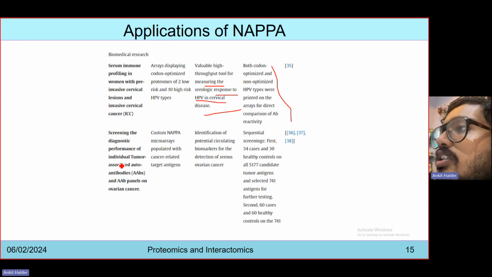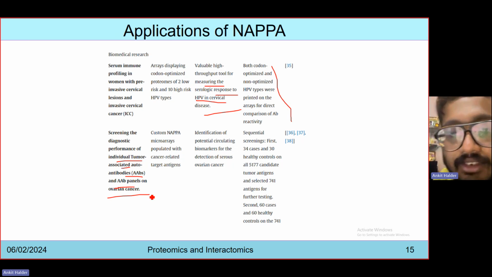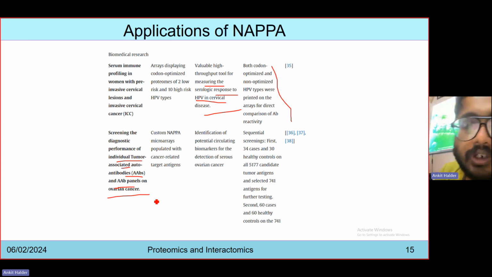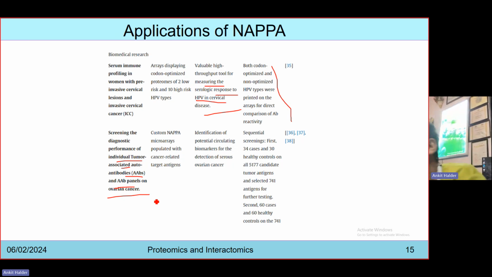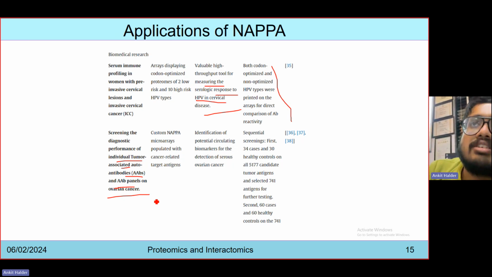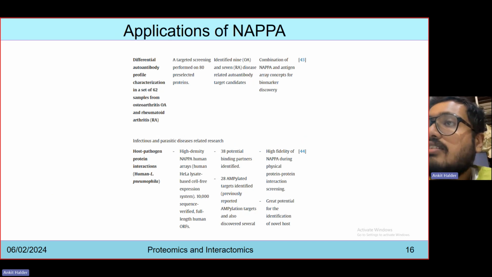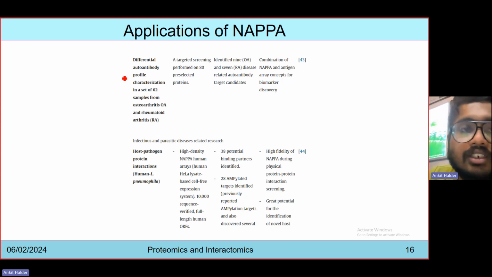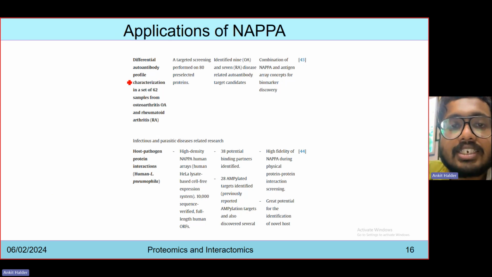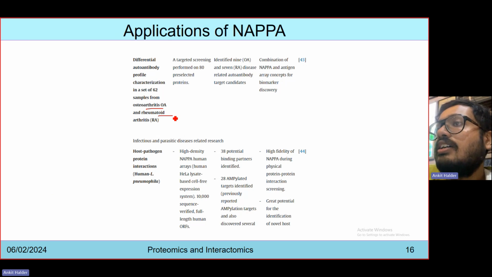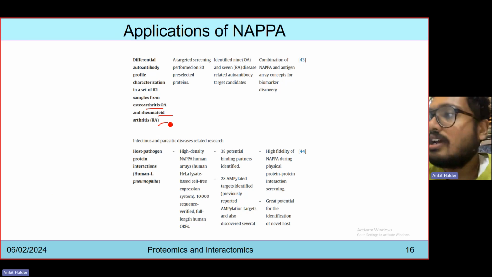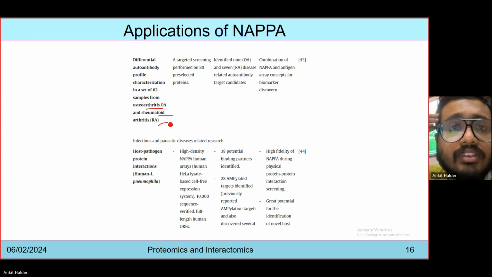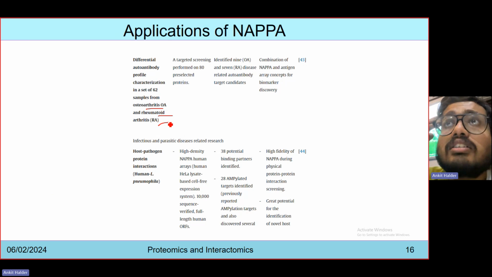Then diagnostic performance of individual tumor associated autoantibodies and autoantibody panels in ovarian cancer. That thing that we had shown for different brain tumors can also be used in different cancers like ovarian cancers and other cancers. Again, we started with an example of autoantibody profile characterization like osteoarthritis and rheumatoid arthritis, which shows that it can be used for different autoimmune disorders.